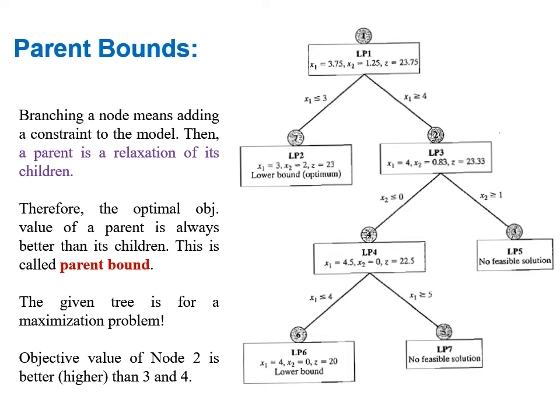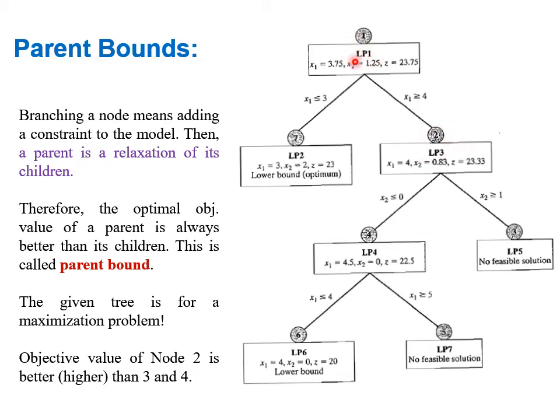Then what's parent bound? Remember, when we branch a node, we add a constraint to the problem. For example, when we branched this LP1, on this side for node 7, we included x1 less than or equal to 3 as a constraint to the problem. And on this side, we included x1 greater than or equal to 4 to obtain LP3.